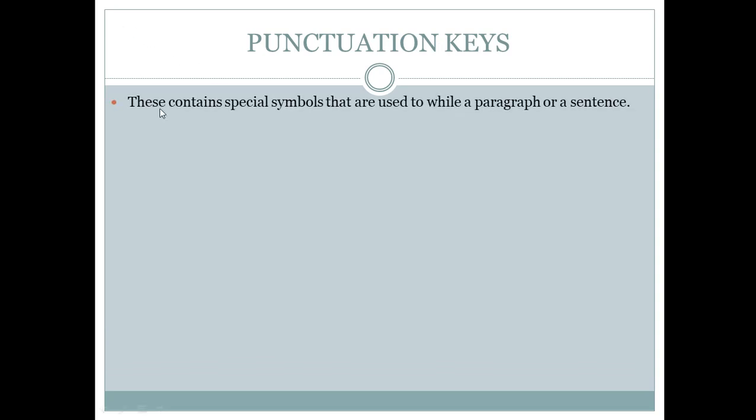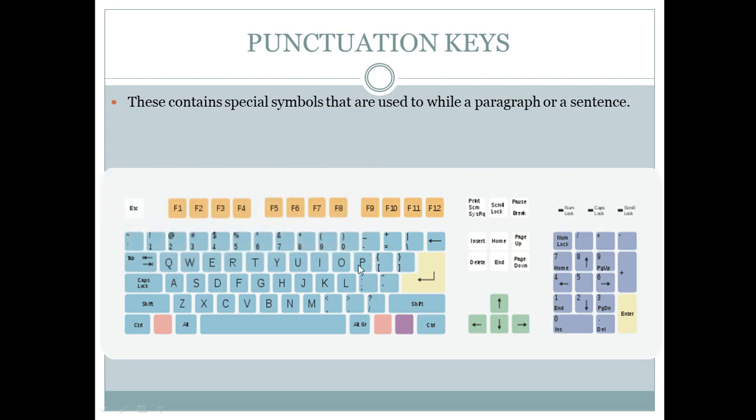So what are punctuation marks or the punctuation keys? The keys on which the special symbols are present that are used for typing paragraphs or sentences in the English language. Let me show you the keyboard. On the keyboard, these are the keys. This is the first key, this is second, this is third, this is fourth, and this is fifth. So these keys contain a few punctuation marks, so these are also known as punctuation keys.